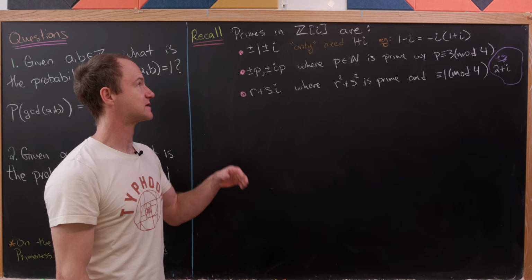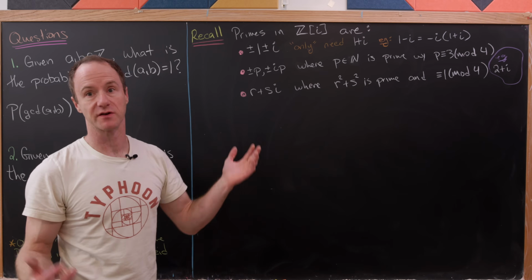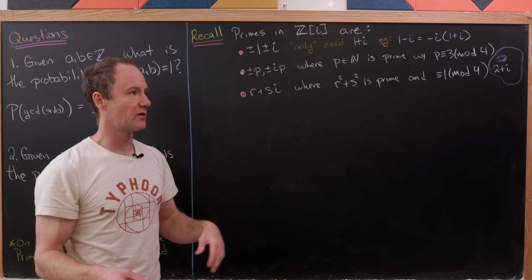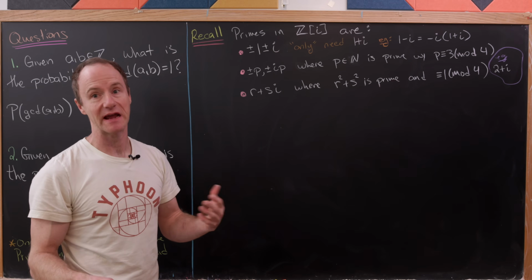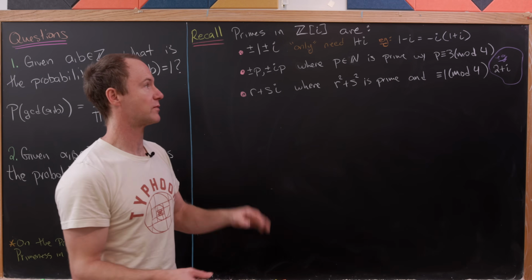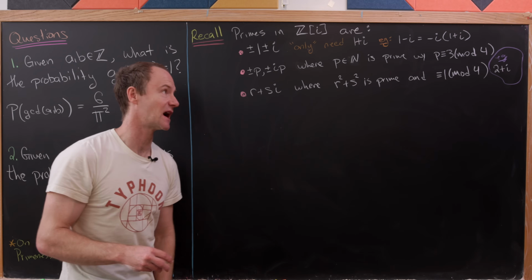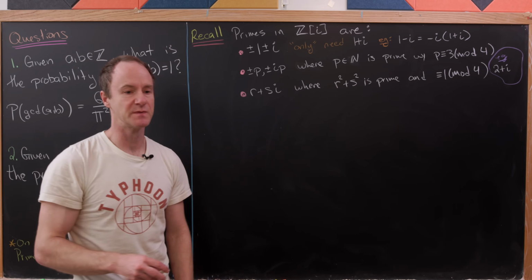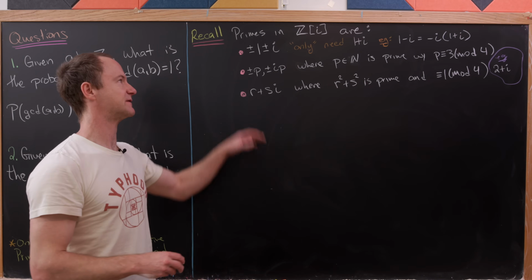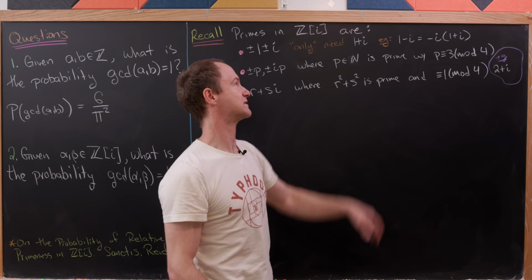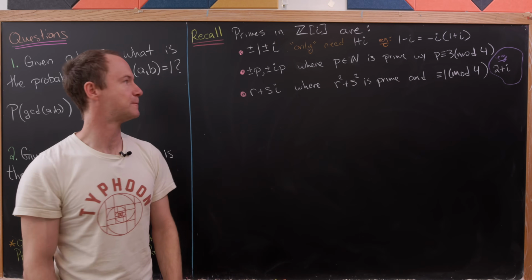And that's because all of the rest of these with the other signs are just either the negative multiple, the ith multiple, or the negative ith multiple of 1 plus i. For instance, 1 minus i is negative i times 1 plus i. And so when we talk about things being divisible by primes that are like this, we only need to talk about them being divisible by 1 plus i.